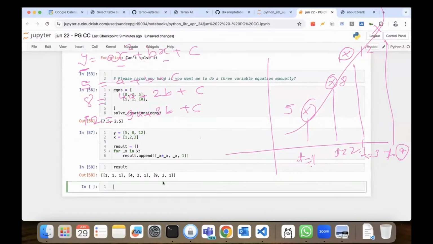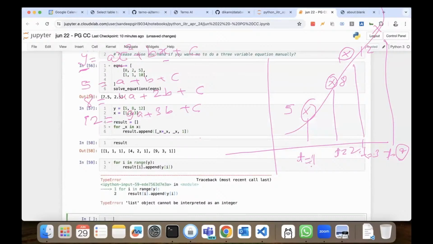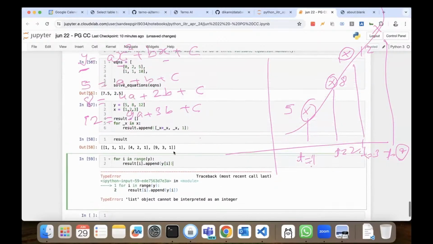I'm just preparing the data, that's all.